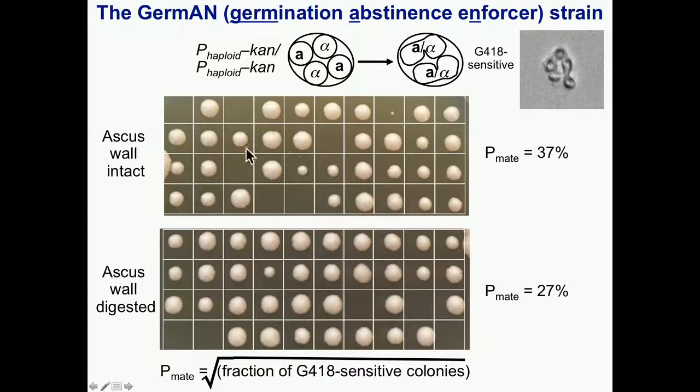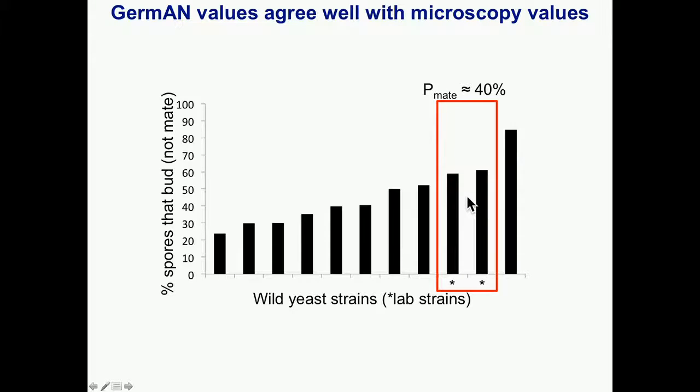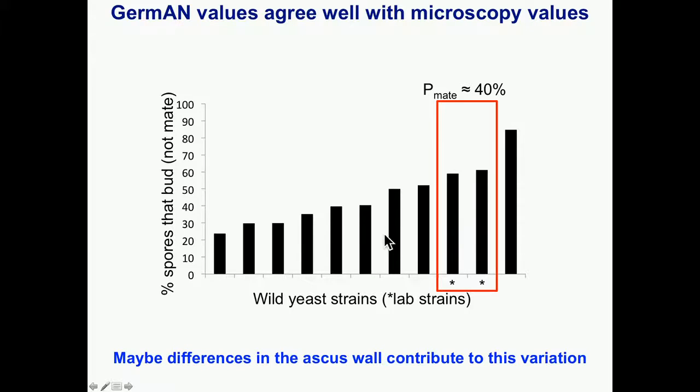And so I then separated 40 tetrads in which the ascus wall was either intact or degraded with zymolyase. And you can see here that if these mating events are randomly assorted, the probability of mating is about 40%, but if you degrade the ascus wall, that drops to below 30%. So the ascus wall, again, does seem to promote mating and disfavor budding. And satisfyingly, these numbers were actually quite consistent with Ali's observations from microscopy, because she had included 2 lab strains, and those also showed about 40% mating as the first decision. And so this makes us wonder if some of the differences between these different strains could be due to differences in the properties of the ascus wall during germination.